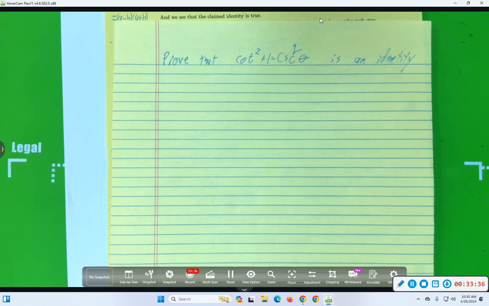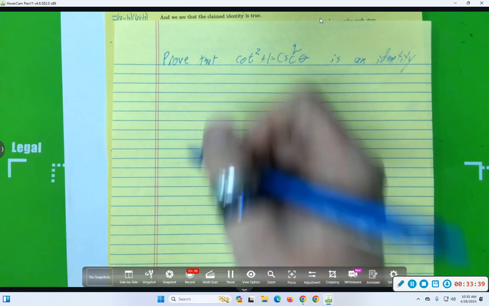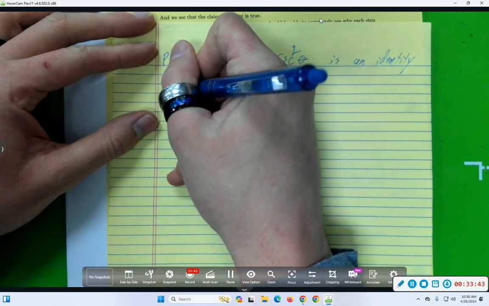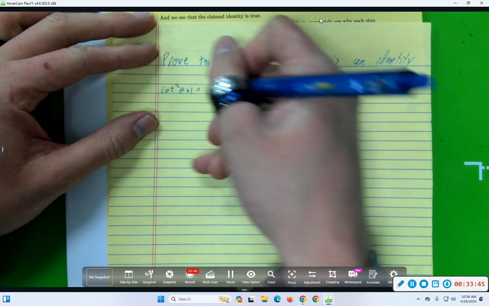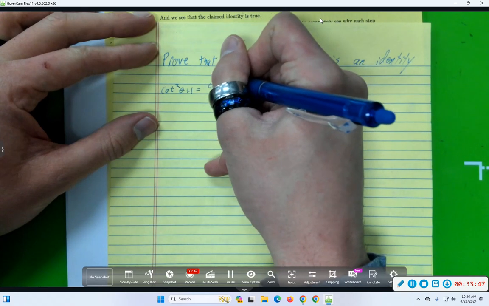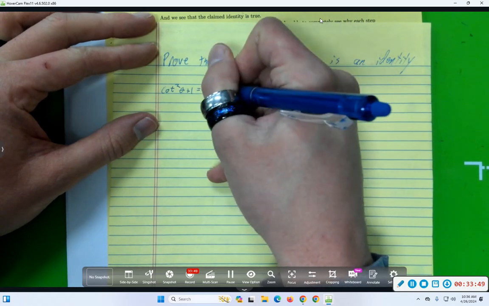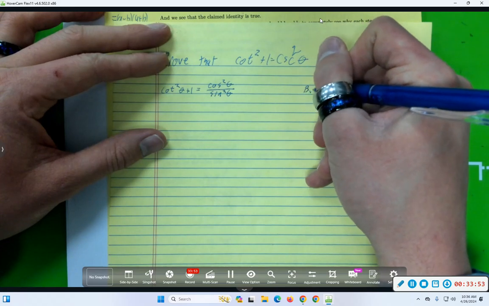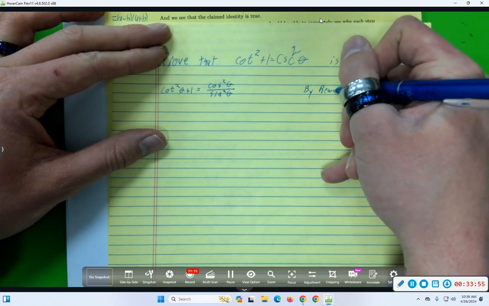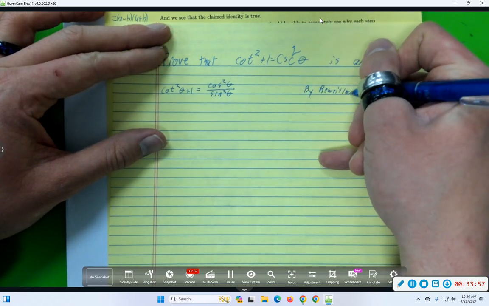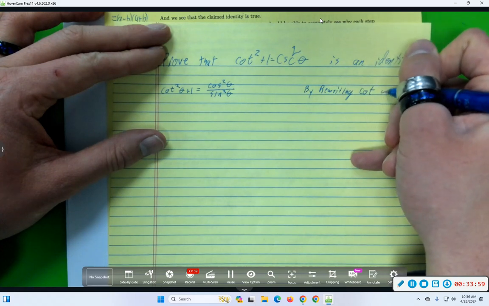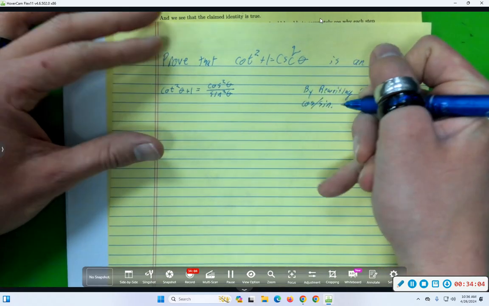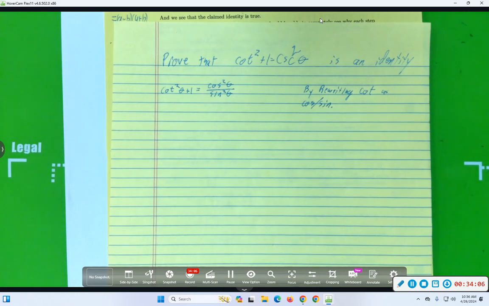Cotangent is cosine over sine. So let's start with the more complicated side. Cotangent squared theta plus 1. Let's rewrite that as cosine squared theta over sine squared theta plus 1. Nice. All right.